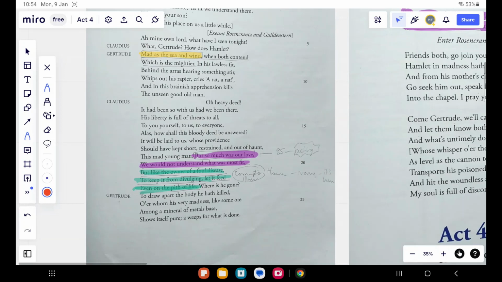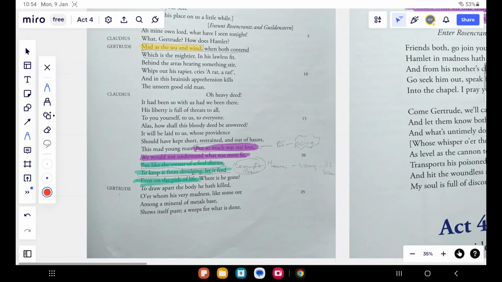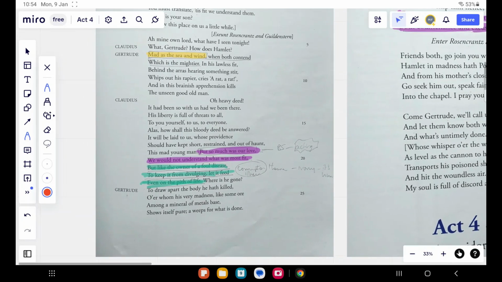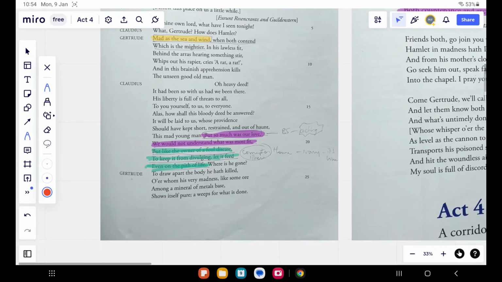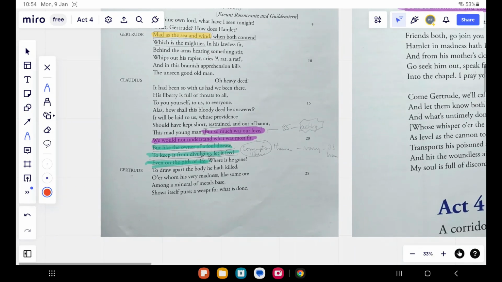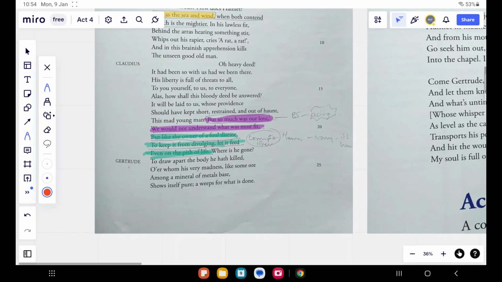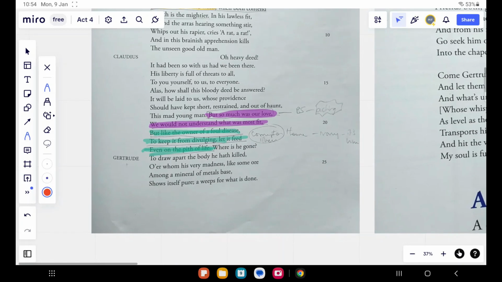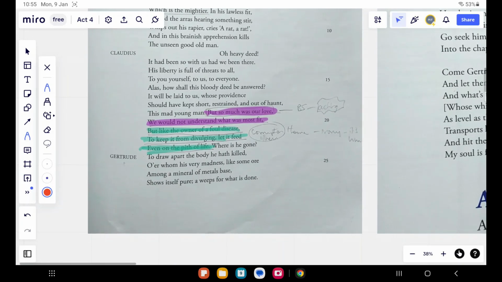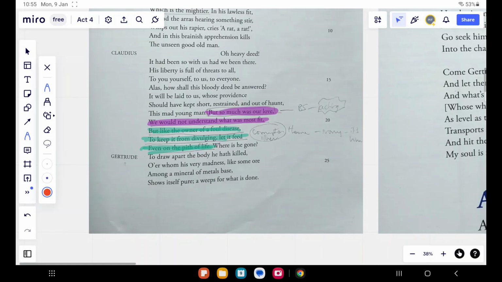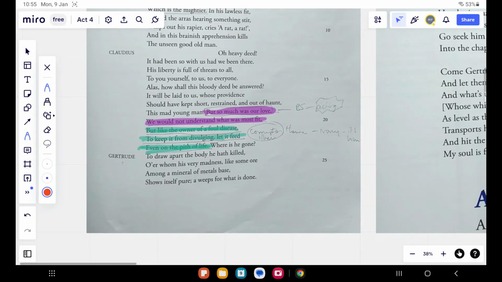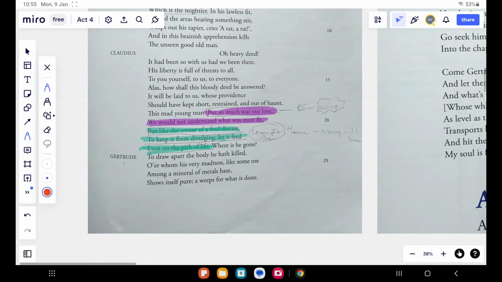So here, "But so much was our love, we would not understand what was most fit." So when Gertrude is talking about her son being mad, Claudius is explaining why up until now he's kept him close as opposed to sending him away. And then he reverts to, this is just bullshit, isn't it? "But so much was our love, we would not understand what was most fit." He was keeping a potential enemy close at hand so he could keep an eye on him should he decide to make a move on him on the throne.